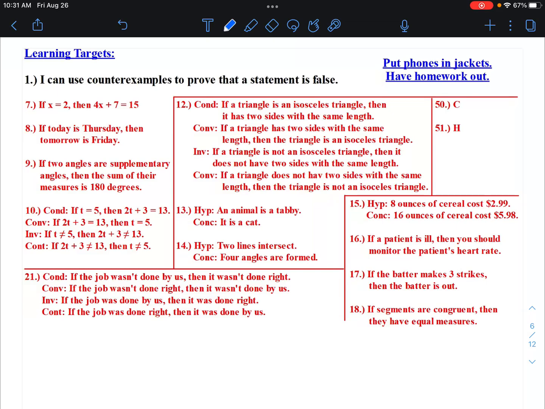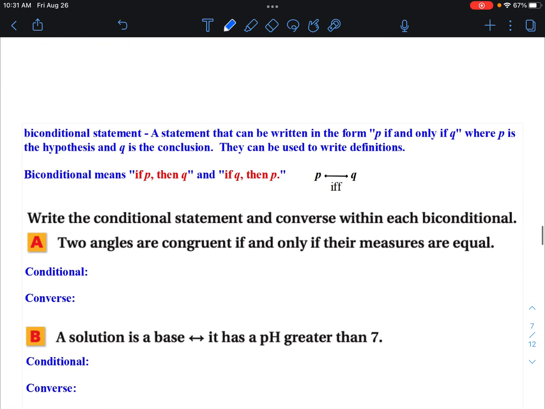All right, good afternoon and welcome back. We are back again to finish conditional statements, to finish our lesson on conditional statements.